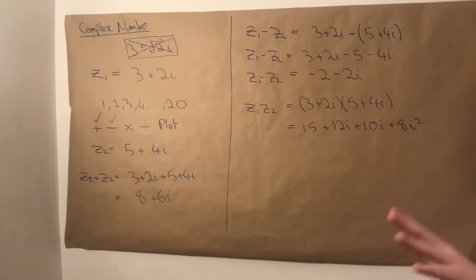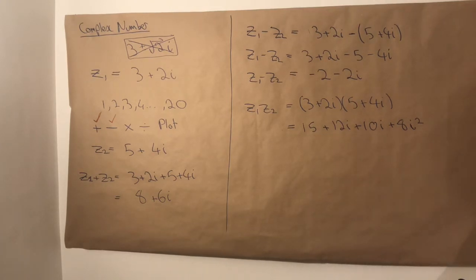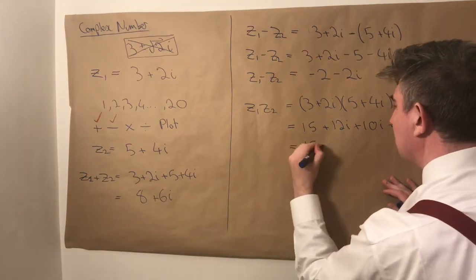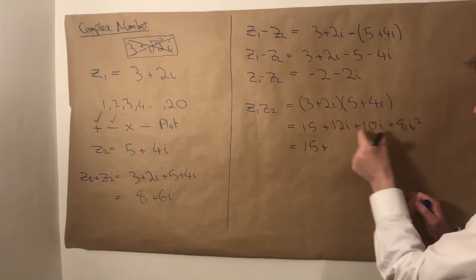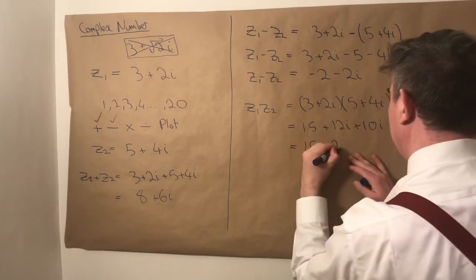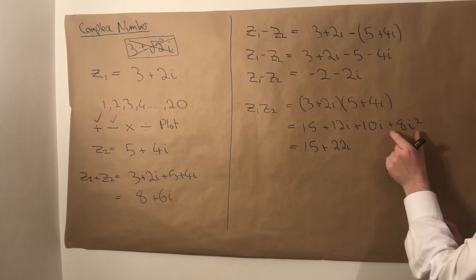You guys are good at that sort of stuff, so we end up with this thing here. I can type that up. I can go 15 plus, now that's 12i and that's 10i, so when I add those two together, it gives me 22i. And then we have plus 8i squared here.